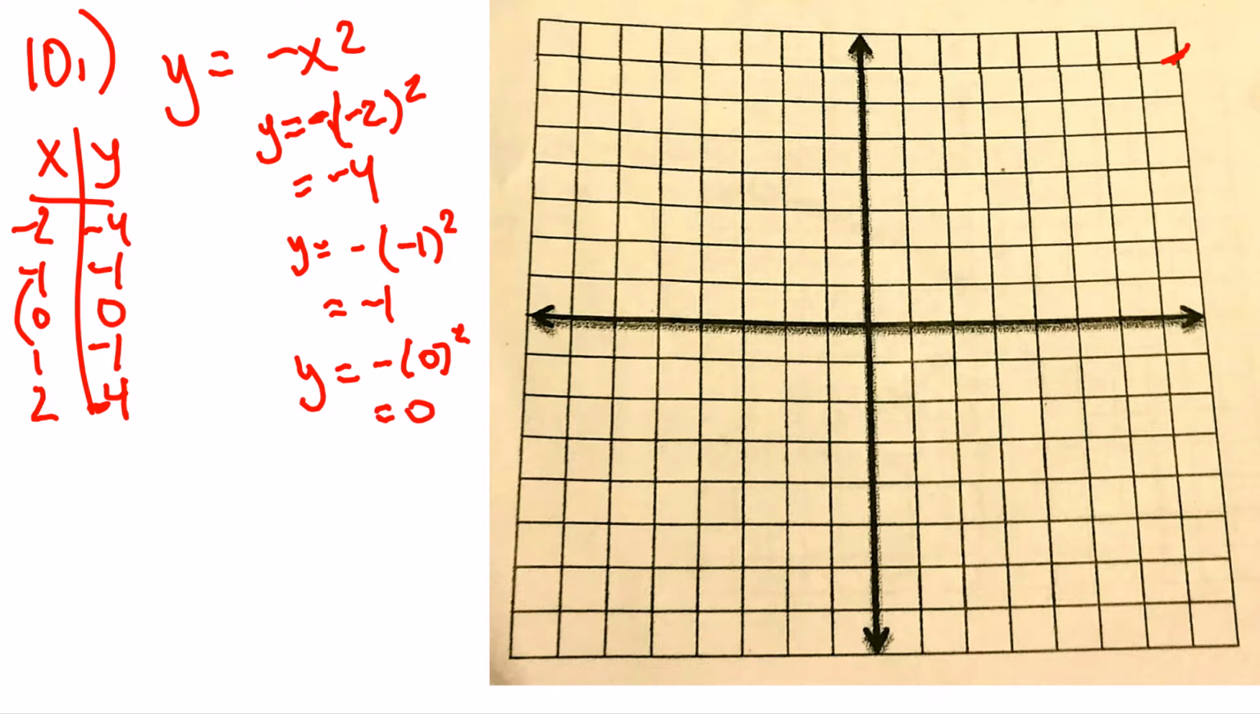So my graph is going to be 0, 0, I have a dot, left 1, down 1, right 1, down 1, left 2, down 4, right 2, down 4.